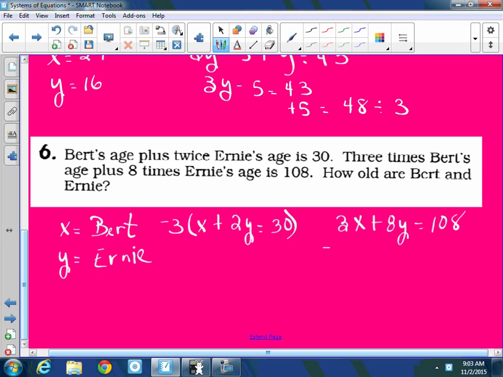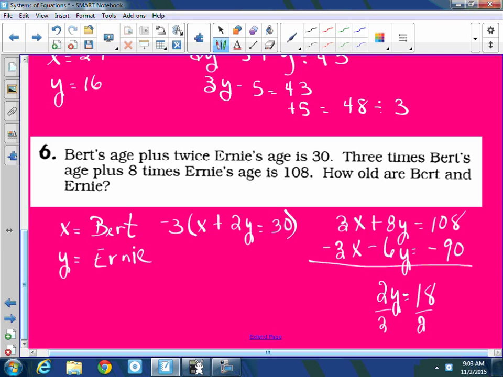Okay, when you distribute, what do you get? Negative 3x minus 6y minus 90, right? And now I can eliminate. That would be 0. What is 8y minus 6y? 2y. And what is 108 minus 90? Is it 18? Yes. And then I'm going to divide by 2. And y equals what? There you go. Y equals 9.